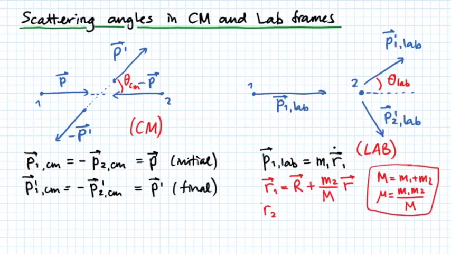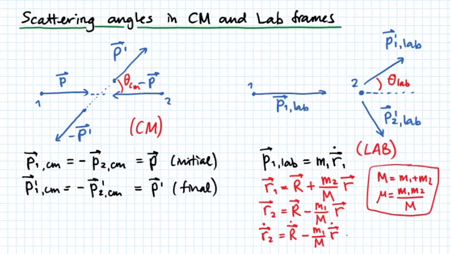Similarly, position of the second particle is given in terms of the center of mass R minus m1 divided by capital M times r. So we can find the velocity r2 dot in terms of the center of mass velocity, capital R dot, minus m1 over capital M relative coordinate dot, and that should be equal to 0 in the lab frame because the second particle is at rest before the collision.